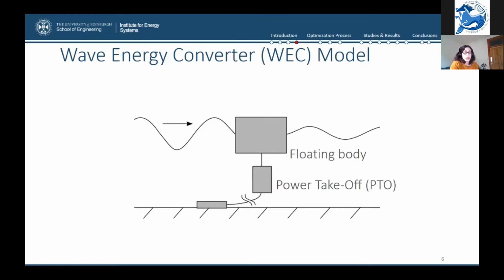At the same time, we will not have just one wave of one frequency, but multiple waves of multiple frequencies in a real sea. The floating body will be subject to high loads in high energetic seas, such as after a storm. And of course, it should also be easy to manufacture to reduce costs. So it is not trivial how to design the hull or the floating body of a wave energy converter.